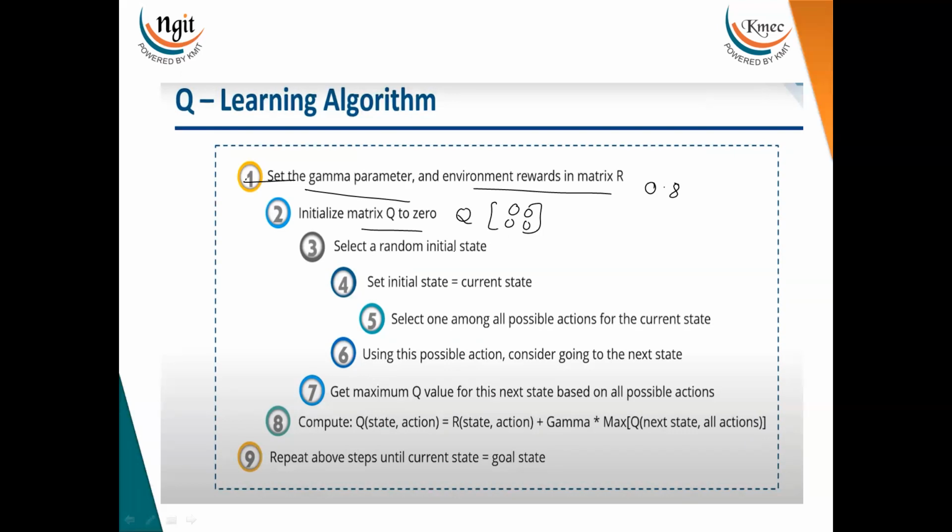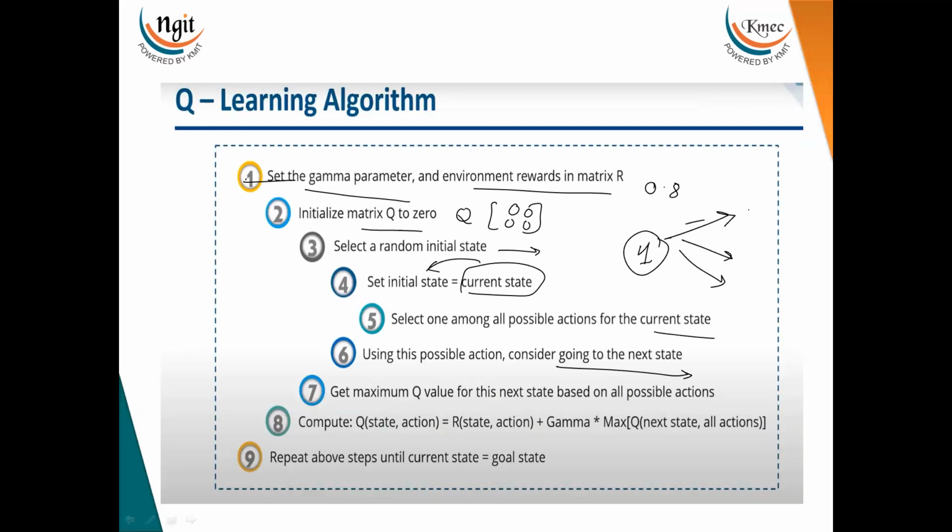Now you are selecting a random initial state. You can select any state as the initial state, or you can set your current state as the initial state. Then select one among all possible actions from the state. Suppose you are at 1, you have to choose which possible action to take, so that you can choose your next state. Using those possible actions, you will reach the next state.